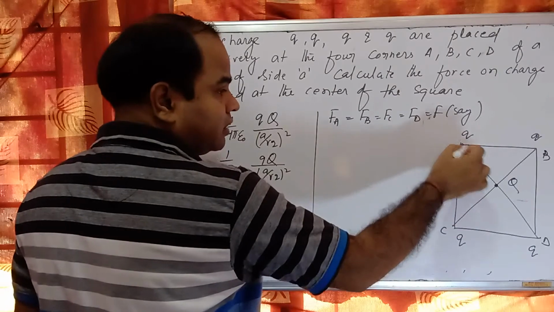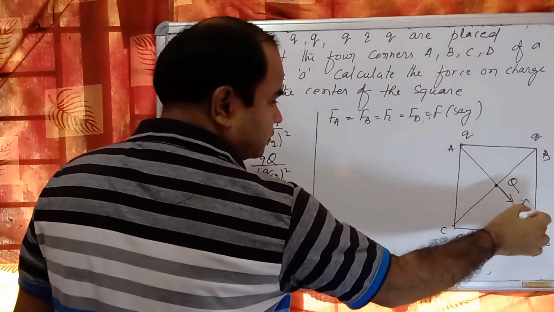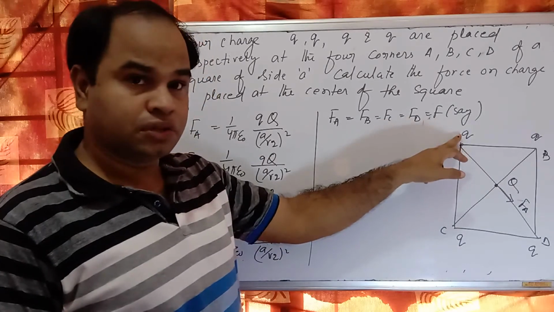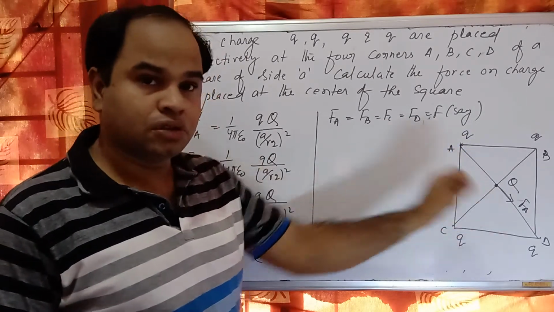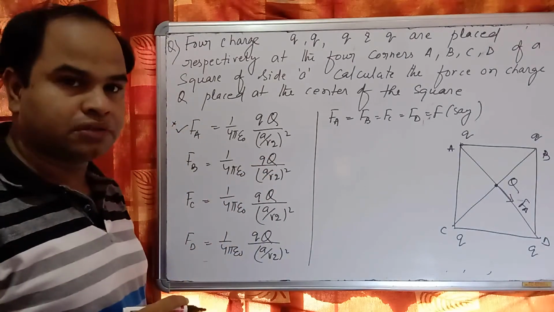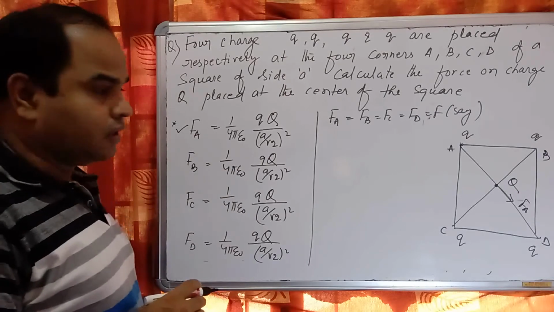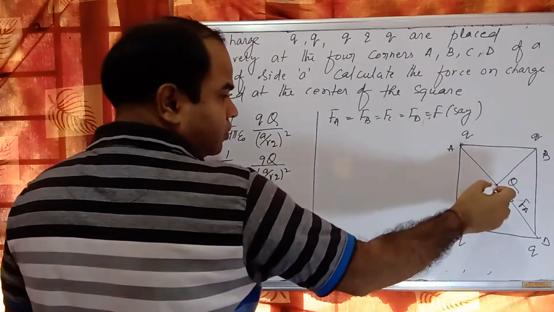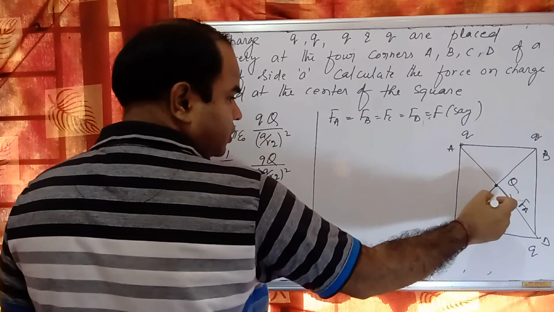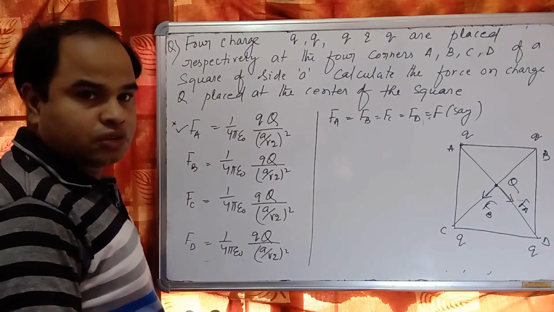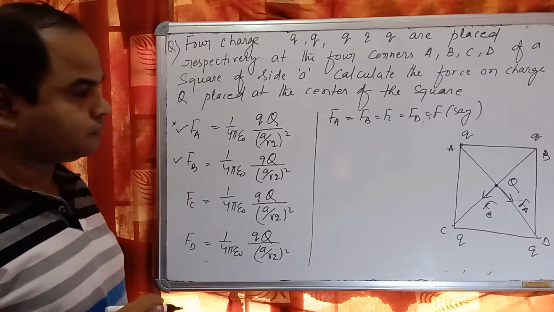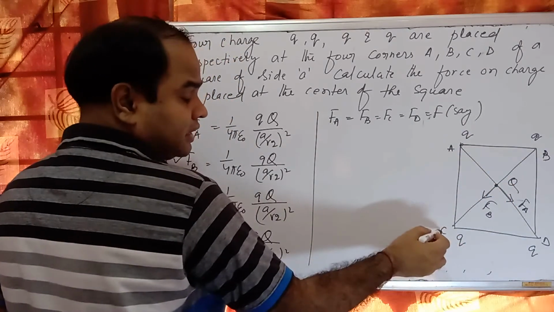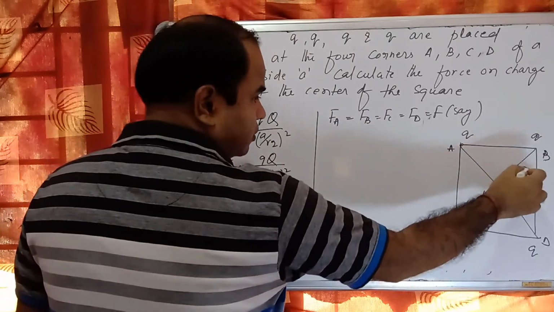So the charge Q will be repelled by the charge at point A in this direction, let us say FA. Again charge Q will be repelled by the charge small q placed at A. The magnitude FA is equal to 1 by 4 pi epsilon, Qq by (A by root 2) whole square. Similarly, Q will be repelled by the small charge q at point B in this direction, so this is FB, which is the same. Q will also be repelled by the charge small q present at C in this direction, so this is FC.